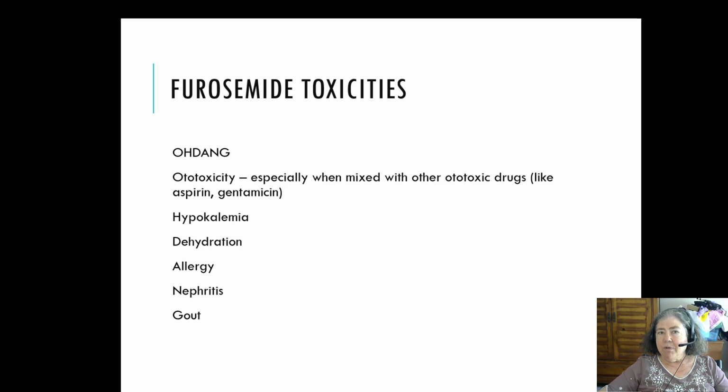Some people have allergies to furosemide. Some people's kidneys are sensitive and become inflamed as a result of furosemide use. And finally, gout. People on furosemide tend to build up higher levels of uric acid in their blood, not because of the triple transporter mechanism, but because of other mechanisms having to do with concentrating uric acid.